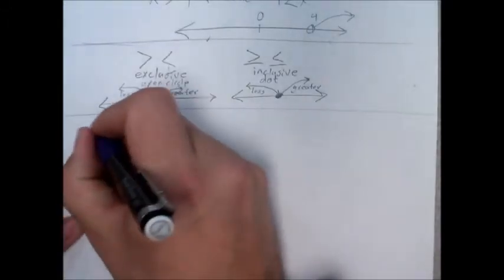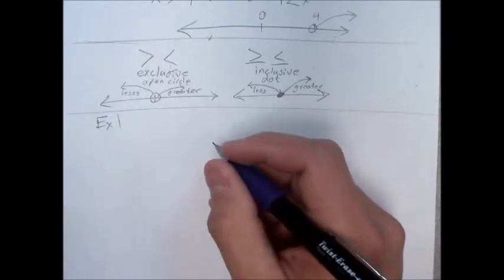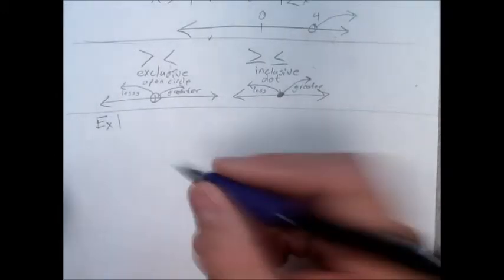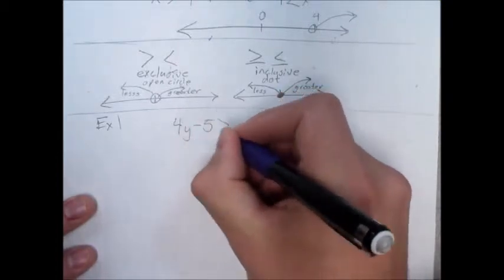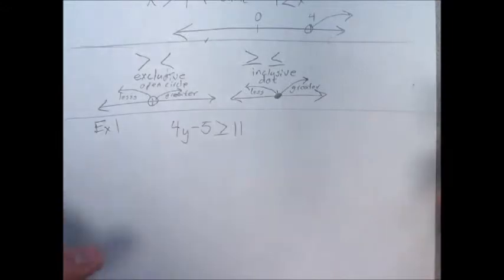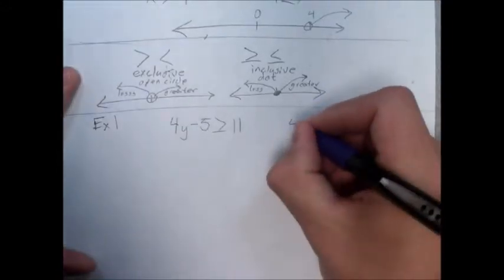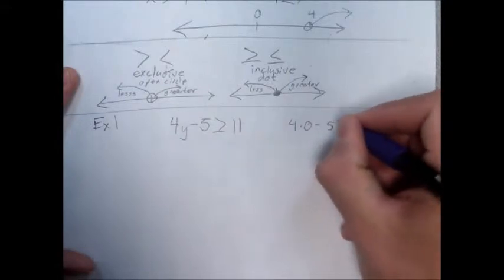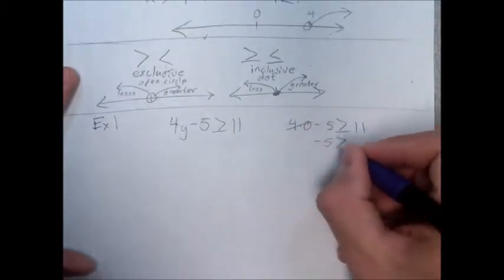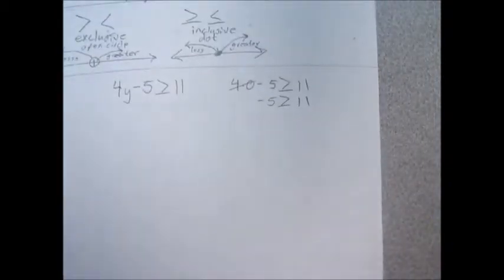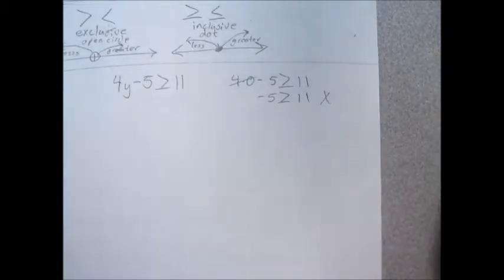Okay. Example 1 then. They give us a set of values, 0, 2, 4, 6. And they say, is that a solution for this inequality? So we have to plug it in. So here's the equation: 4y minus 5 is greater than or equal to 11. So I'm going to plug in the numbers that they gave us, starting with 0. So 4 multiplied by 0 minus 5 is greater than or equal to 11. When I solve this down, 4 times 0 is 0. 0 minus 5 is negative 5. So negative 5 is greater than or equal to 11. True or false? False. That's not true at all, right? So it is false.